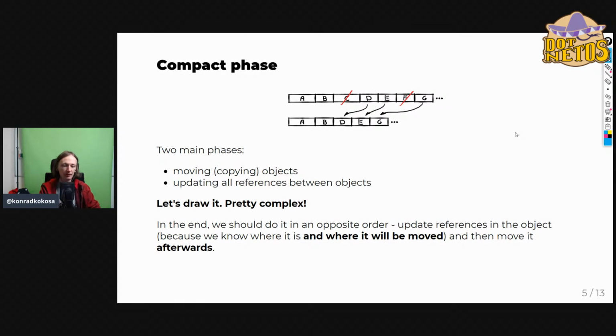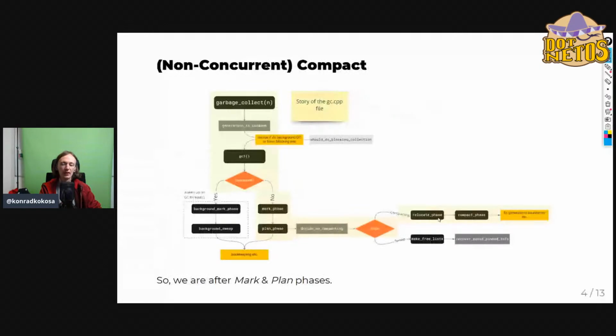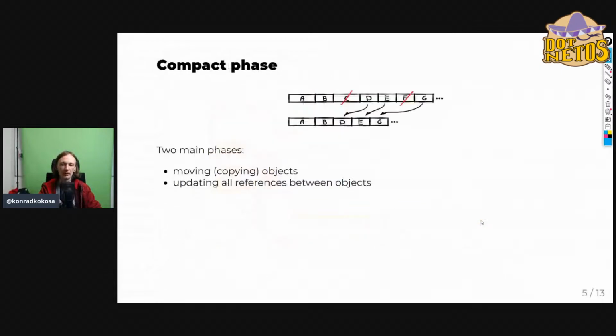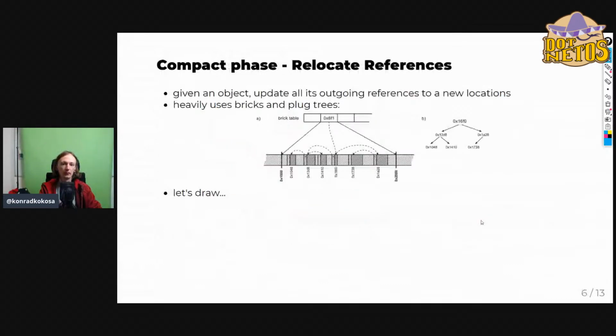in simple words. So that's the whole concept. At the first stage, we are updating our references, and in the second stage, we are moving all objects. And that's why we are seeing here the opposite order. The first is the relocation phase, calculating all those outgoing references, and only then the compacting phase. So let's look at those two phases in detail.